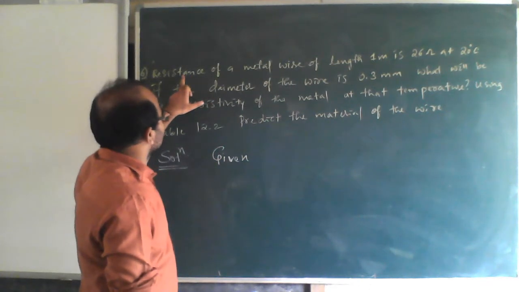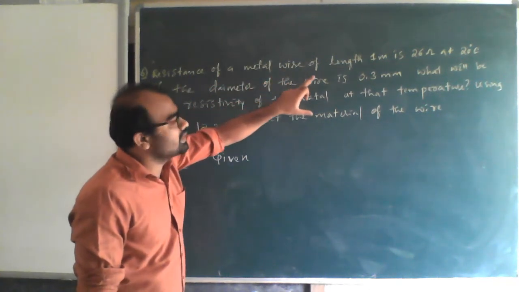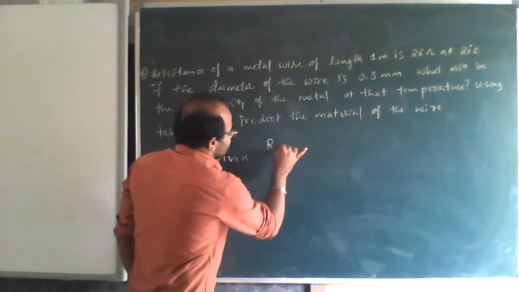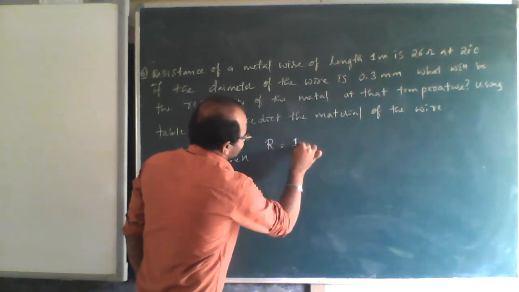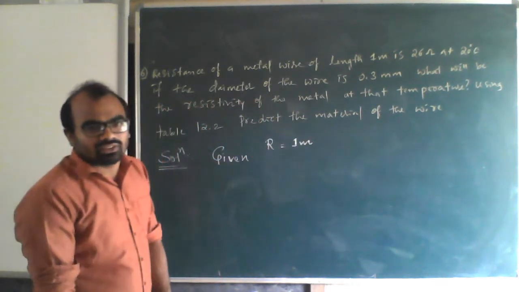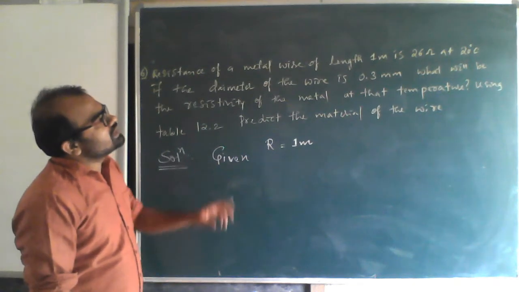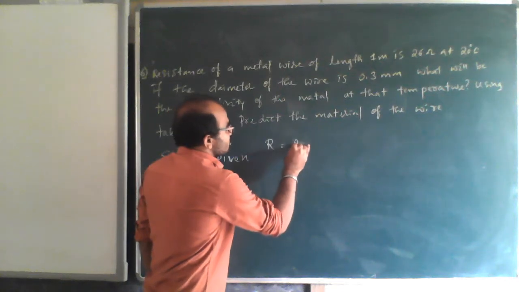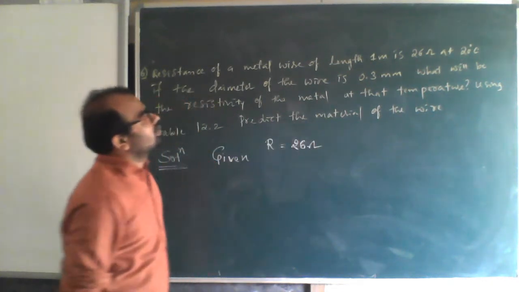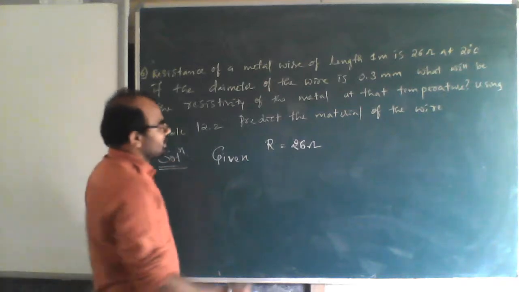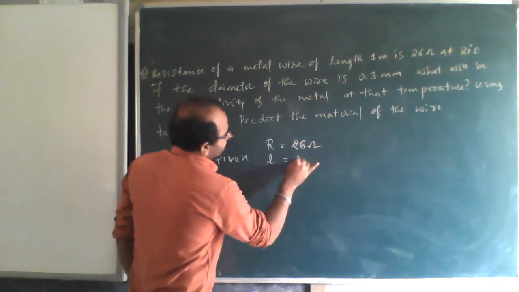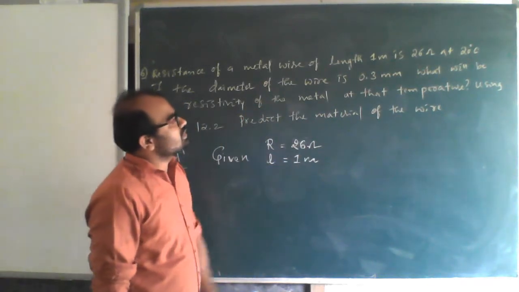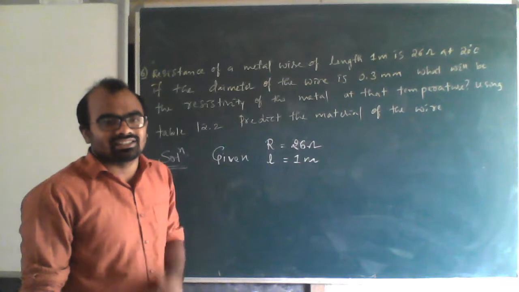Given: resistance of a metal wire of length 1 meter. That means length L they have given as 1 meter. Resistance R is 26 ohm. Sorry, resistance they have given as 26 ohm for a length of 1 meter. So L is 1 meter, and resistance is 26 ohm at 20 degrees Celsius.